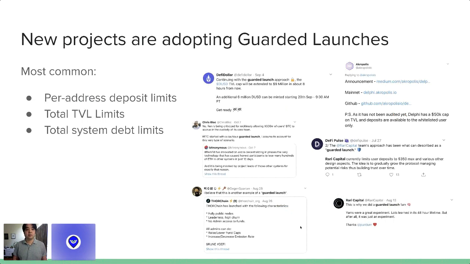I think the limits that we're starting to see are still in the early days. So we see per address limits, so per wallet limits. You might have a deposit limit that you can do with any particular user. Total TVL limits. So if it's some kind of system that is pooling assets, some limit on what the total amount of assets that can be pooled are. And then highly related to that is sort of a debt limit. So if it's a system that issues some kind of debt or synthetic asset or anything like that, then you can put limits around that, which is a little bit different than TVL.